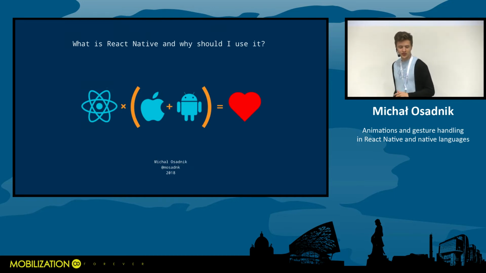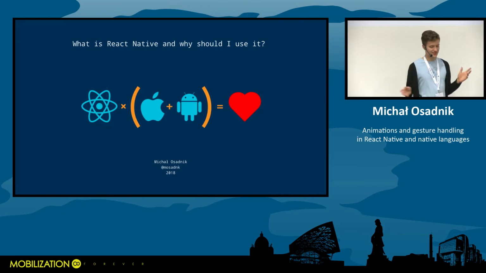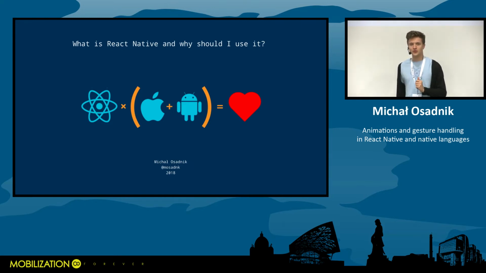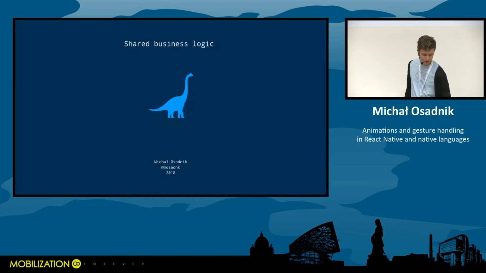So React Native is a place where JavaScript meets Android and iOS. And React Native is a kind of great love story of front-end developers and mobile applications. And now I will try to convince you why you should maybe consider using React Native in your next application or whatever.